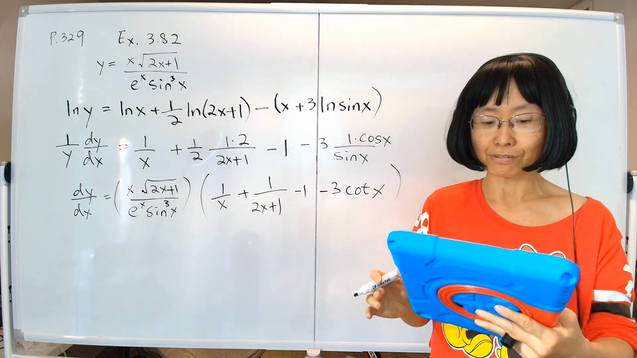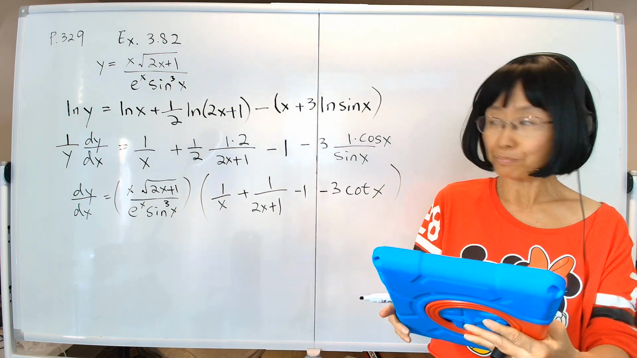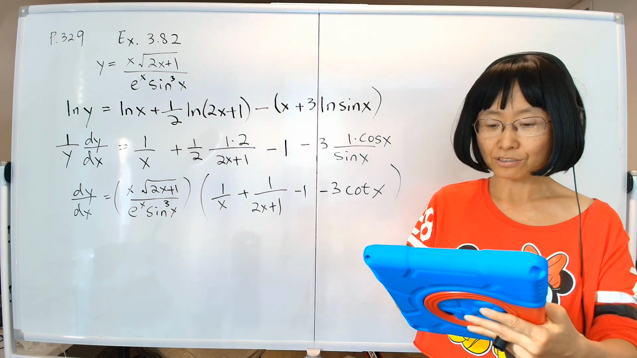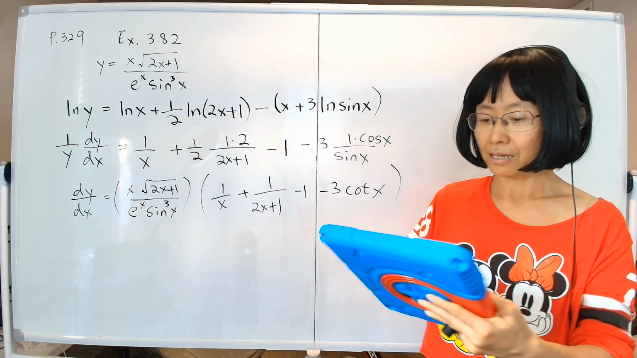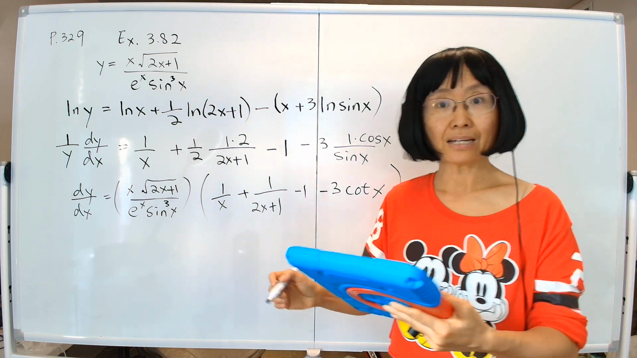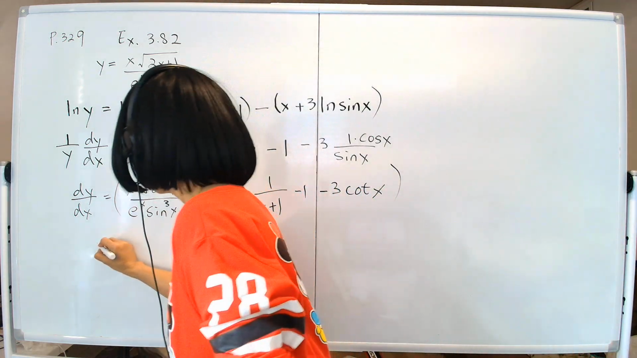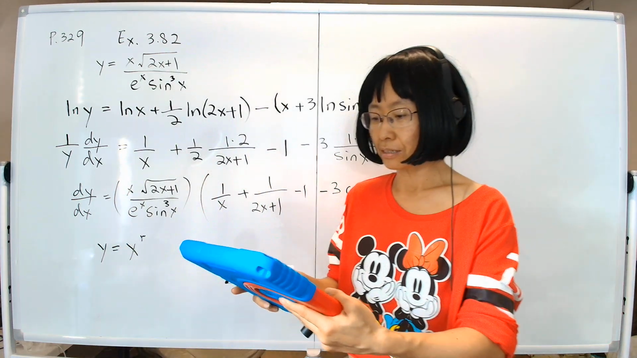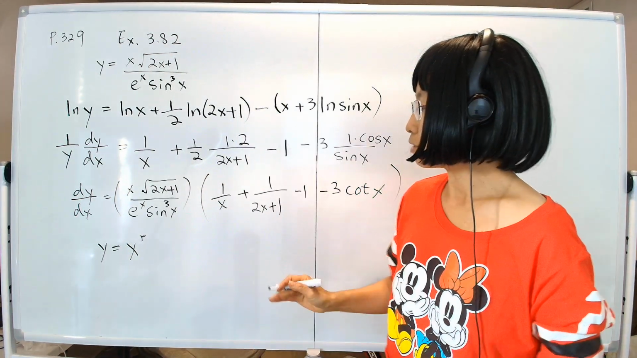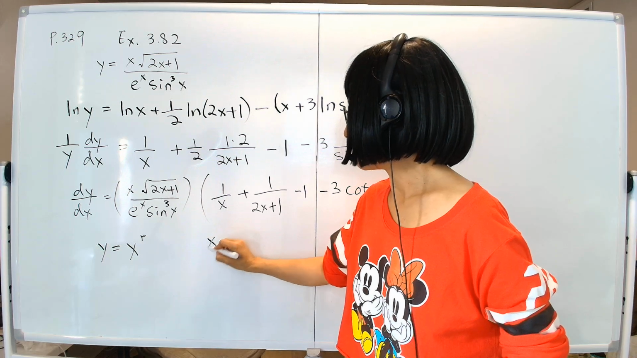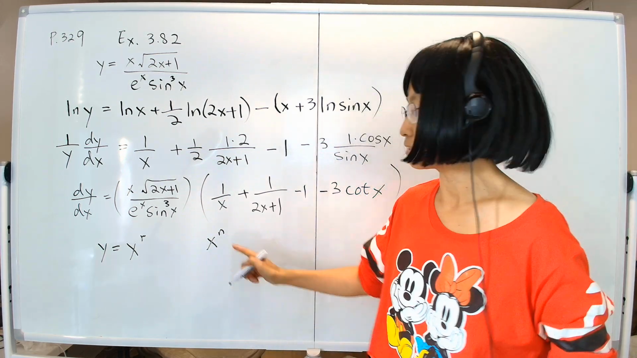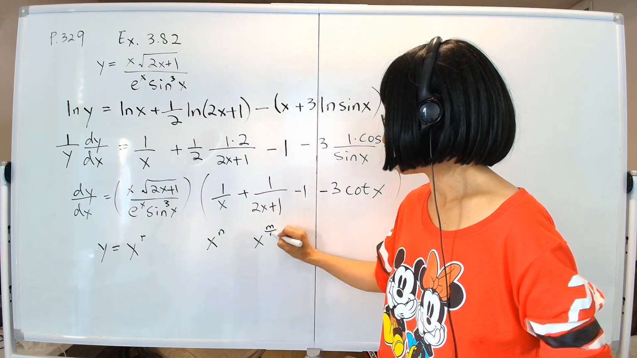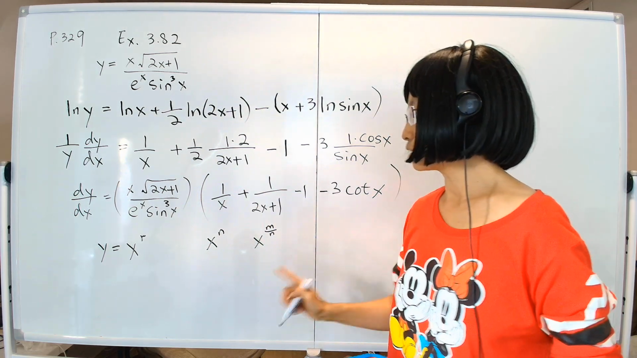Example 3.83 actually is not so much an example as a proof. That is, we're going to find the derivative of y equal to x to the power r when r is any kind of number. Now y equals x to the power r, where r is any real number. Now so far what we have done for the power rule is x to the power n. That's the first one. And then later we also proved the power rule for x to the power m over n, some fraction. So far we have this.